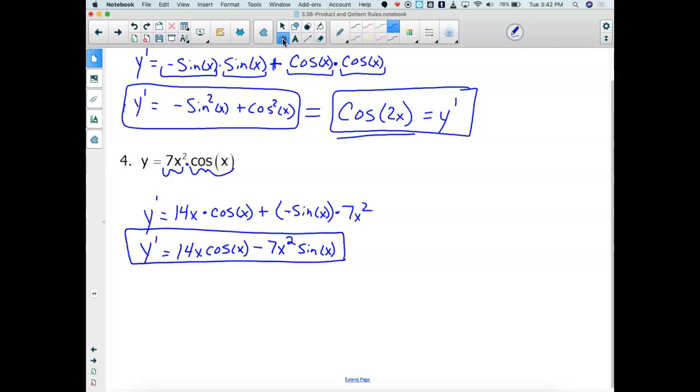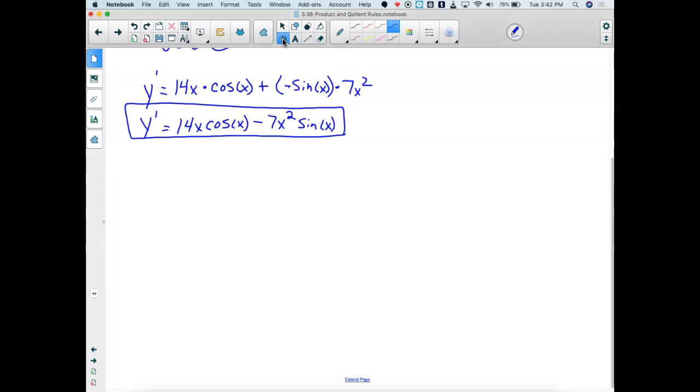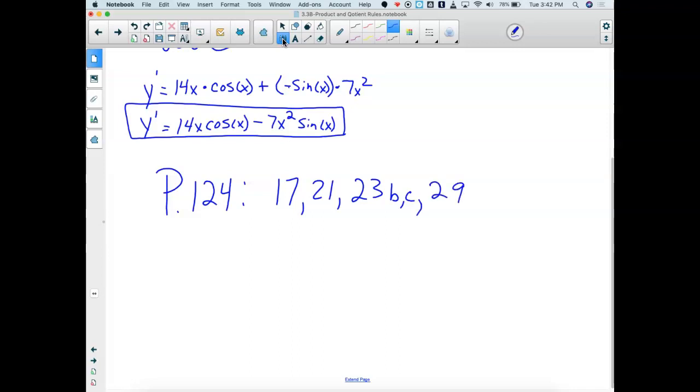It was kind of a compressed lesson for the product rule, but I can tell you, you should be able to go on to page 124, and you should be able to do number 17, 21, number 23, both parts B and C, number 29, and on the next one, I have number 7 and 8 written here for some reason. And I think that's because there's another page on there.